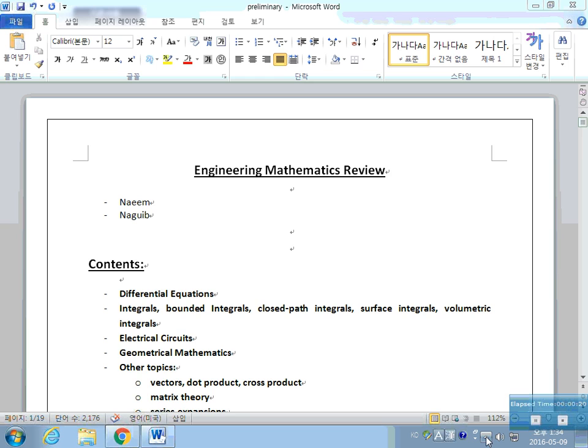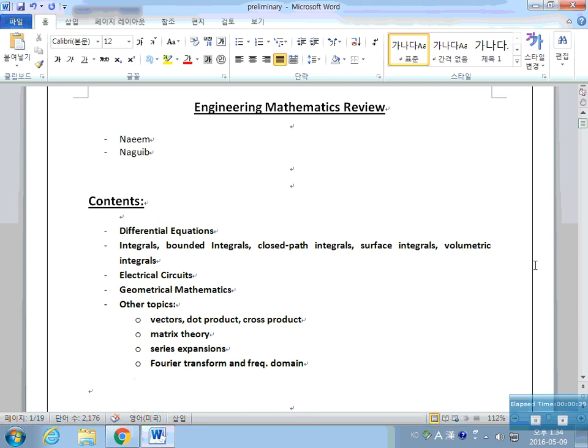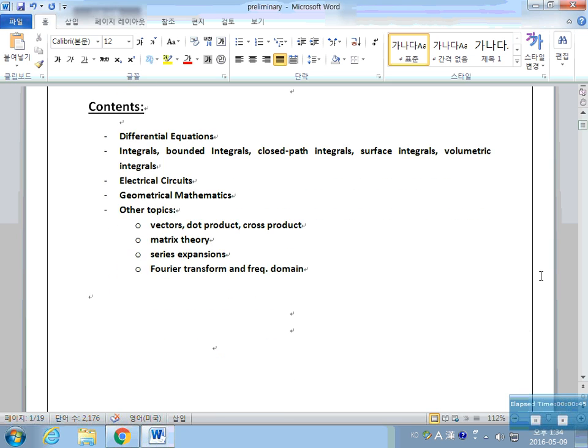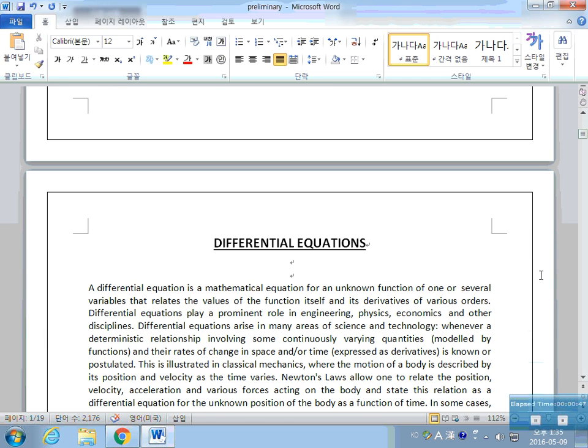So there are different topics in engineering mathematics. The one is differential equations, integral, electric circuits, geometrical mathematics, and there are also some other topics which are very basic and already covered in our course. So we will not talk much about those topics, but mainly I will talk about the differential equations, and Naguib will cover up the rest of the things in the presentation. So now I will go to the differential equation part.